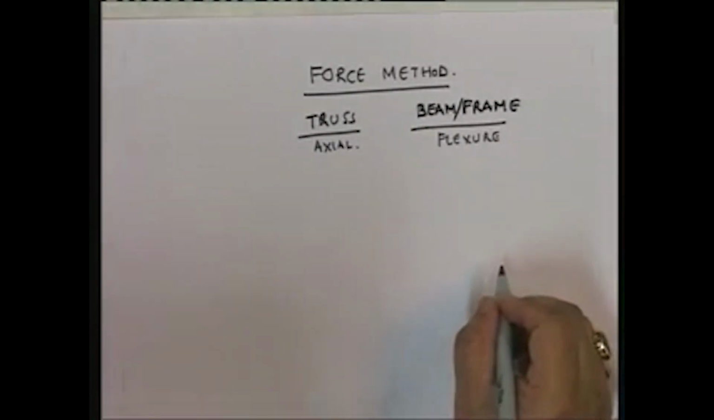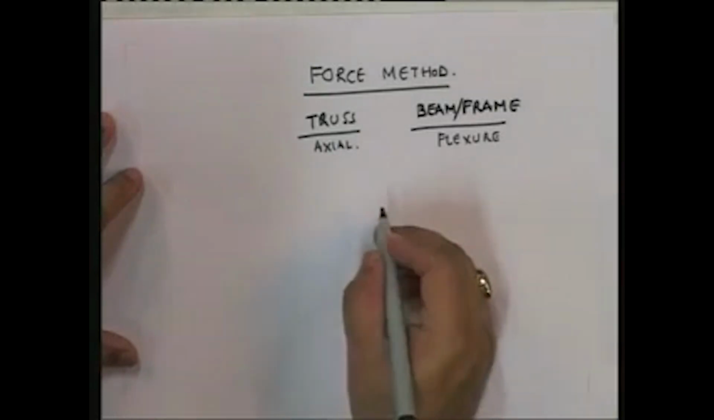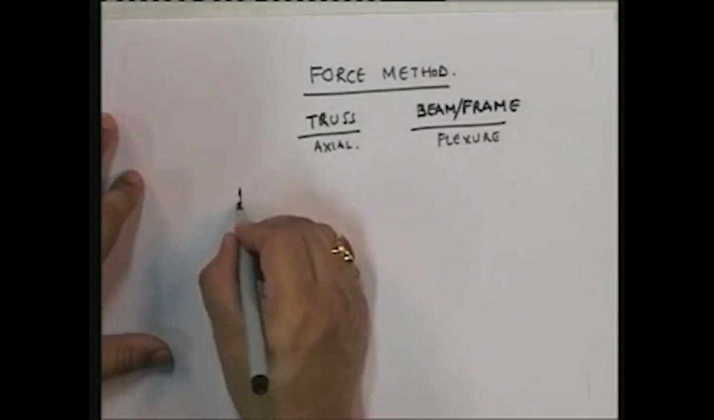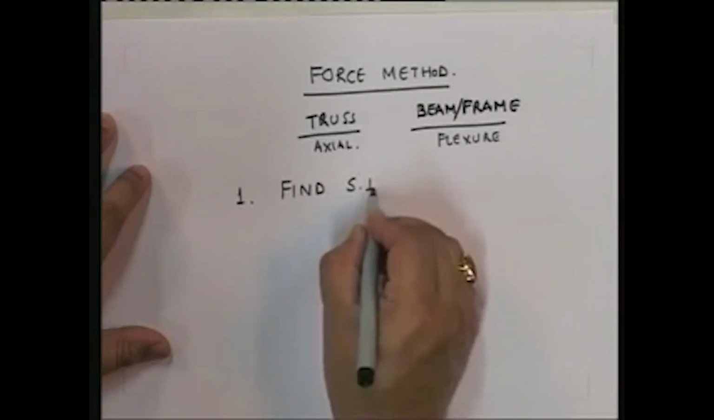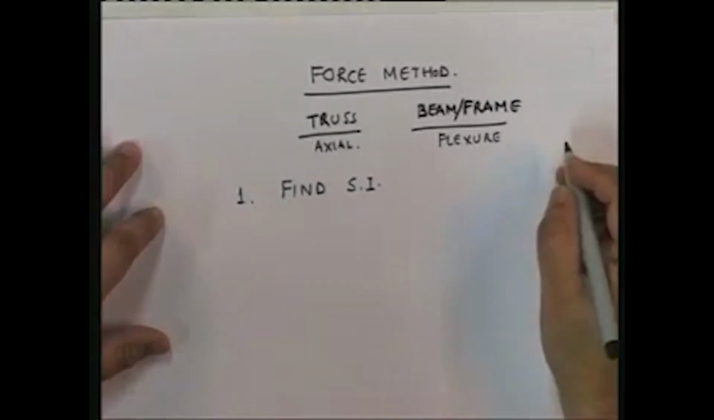Okay. So what does the force method entail? The force method entails, 1, find static indeterminacy. This is fundamental to using the force method. If by now you do not have confidence in obtaining the static indeterminacy of a structure, there is no way you are going to be able to use the force method. So please, given any structure, you should be able to find out the static indeterminacy of the structure.